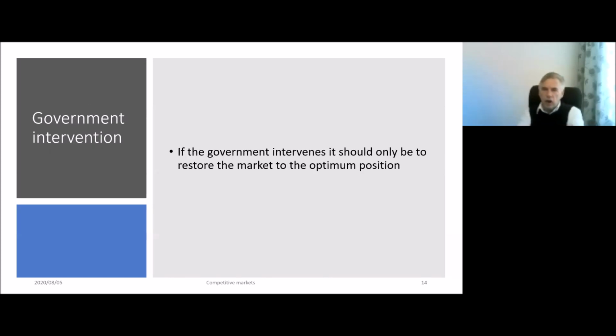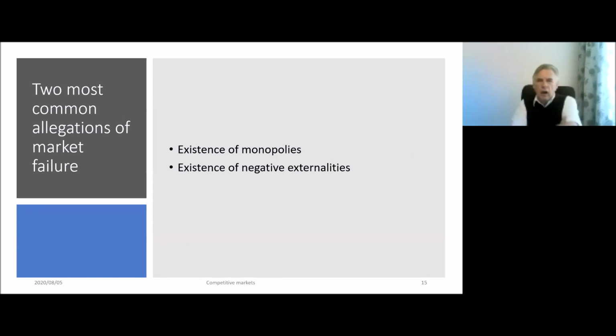Okay, if the government intervenes, it should only be to restore the market to its optimum position. So in the case I have already referred to, where somebody says that if the government fails to achieve anything, then it's market failure, you can say that doesn't make any sense to anybody. We can't even have a conversation about that, because obviously he wrote that without understanding it. Okay, now with that in mind, maybe what we should do is just have a look at the two most common allegations of market failure.